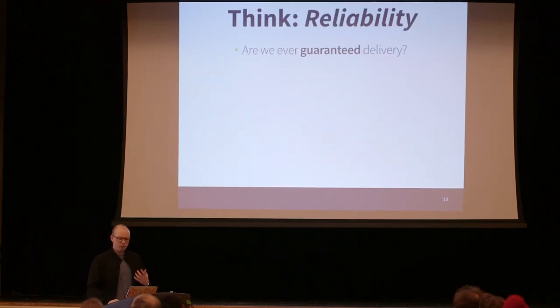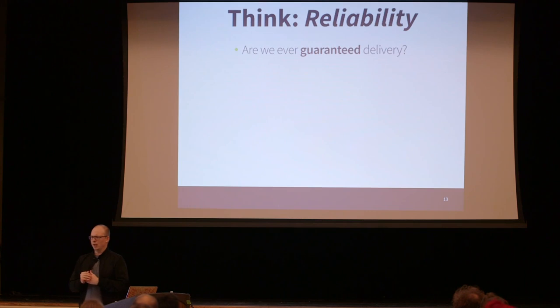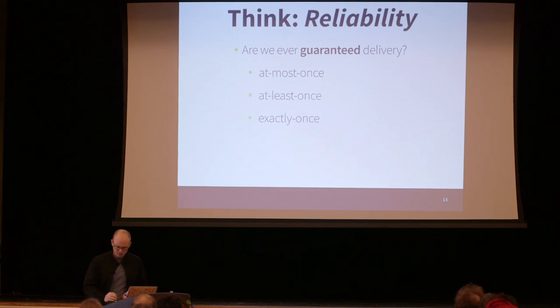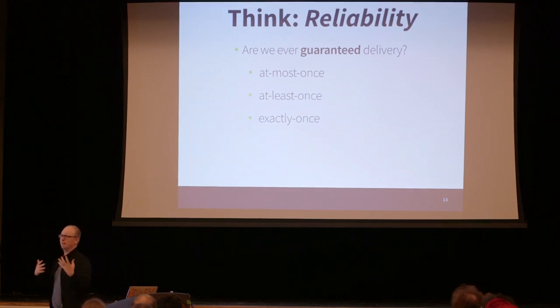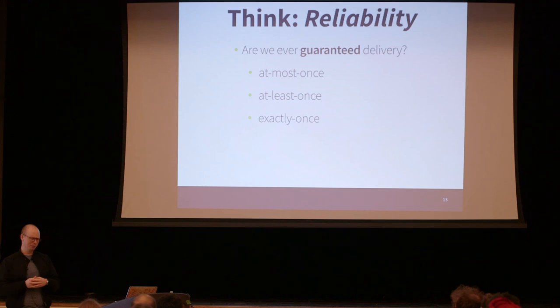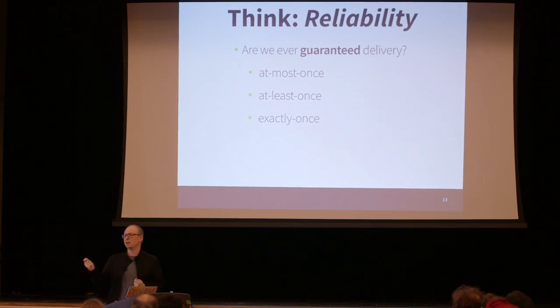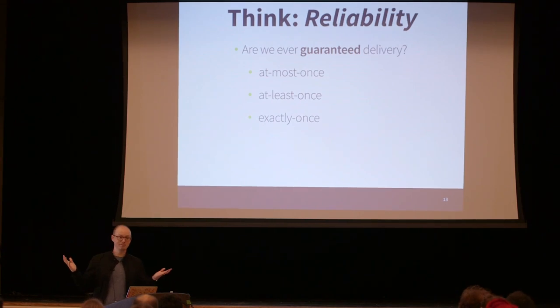So, in order to reason a bit about reliability, there's this phrase that gets thrown around about guaranteed delivery. So what does that even mean? So we typically have three different versions of guaranteed delivery. One is at most once. So if you send a message, it will be received at most once. It's typically the case if you send a letter to somebody. They won't get two versions of that letter, but they might not get it.